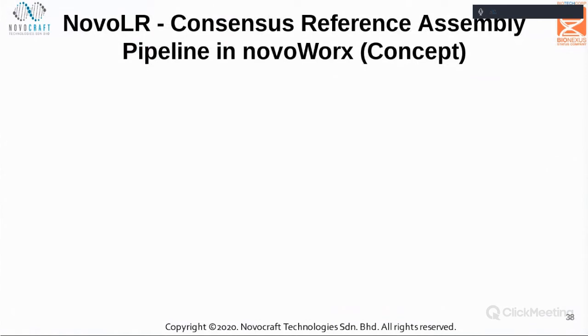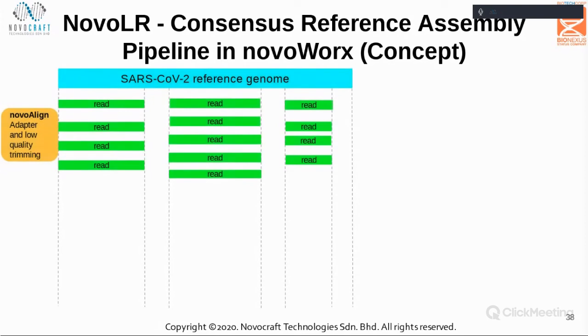Now I would like to explain the concept in the pipeline. Our company's aligner software novoAlign maps reads to the SARS-CoV-2 reference genome. It can remove any adapter sequence and low quality base from the reads. After we align the reads, there are regions of the reference genome where there are no reads aligned to them. In other words, there is zero coverage of reads on the virus genome.